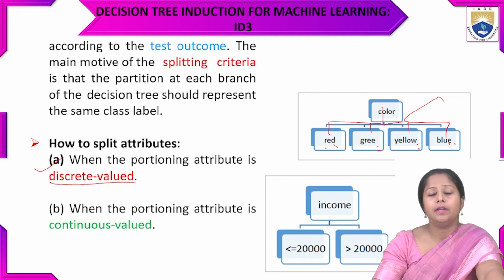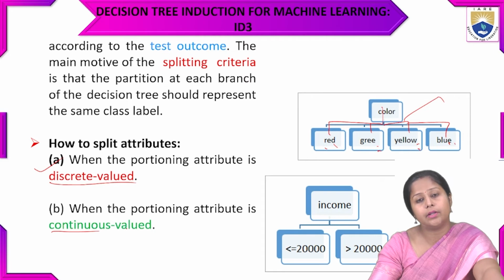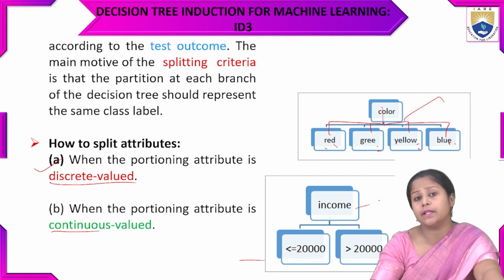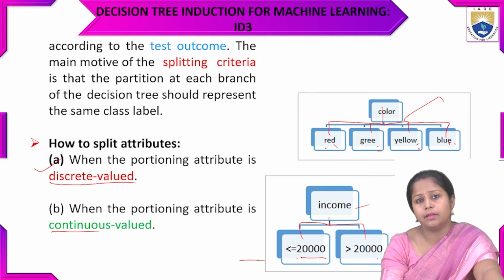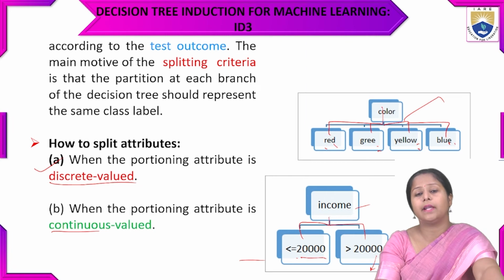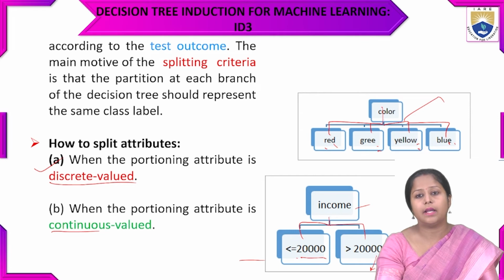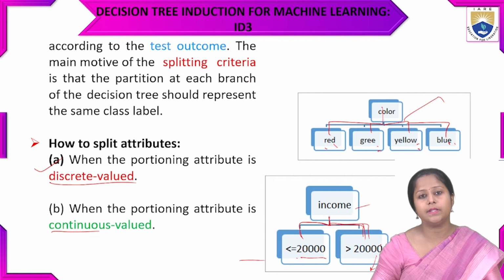The next example is when the partitioning attribute has continuous values. In this figure, income is continuously growing, so it is classified as less than or equal to 20,000, and more than 20,000. If this type of classes of the same class are there, the splitting node will be income, and it will be divided into two sub-branches.